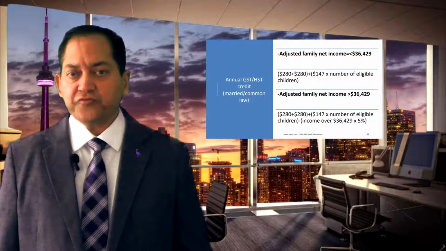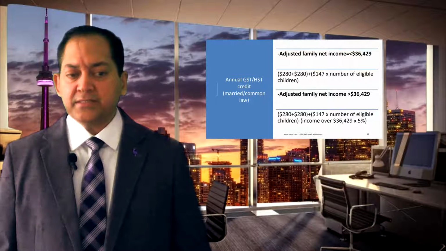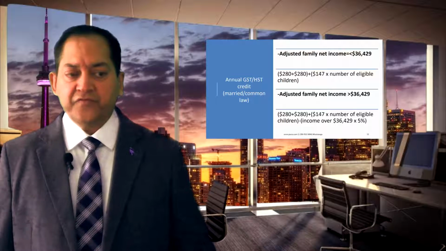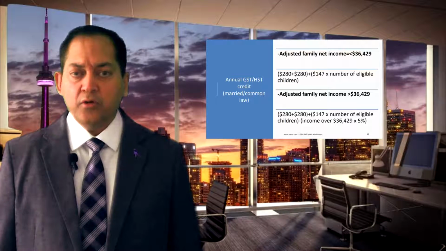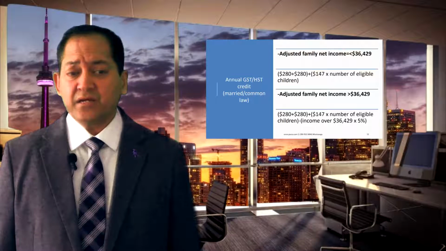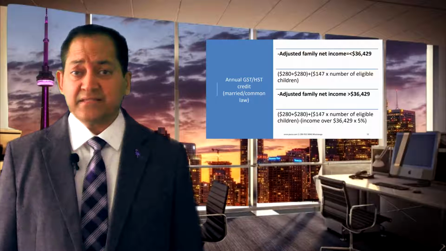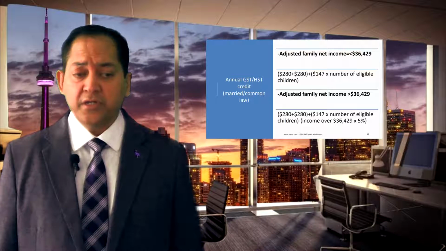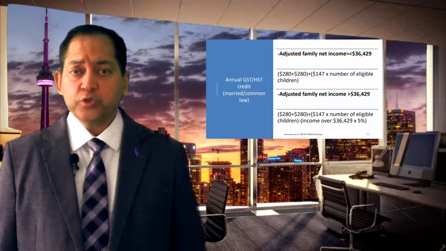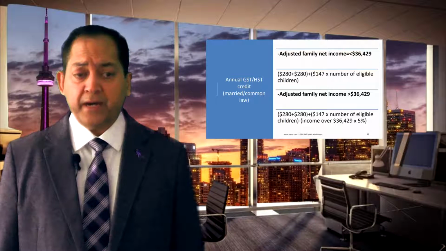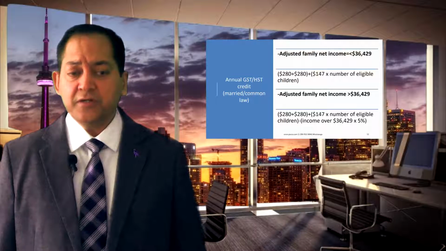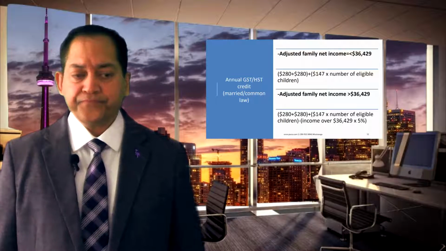Now, here are a few illustrations to explain to you what is the likely size of GST HST credit under different situations. The first situation relates to married or common law partners. So in this case, if your adjusted family net income is equal to or less than 36,429 Canadian dollars, you are likely to get $280 credit for you, $280 credit for your spouse, plus $147 for each dependent child.